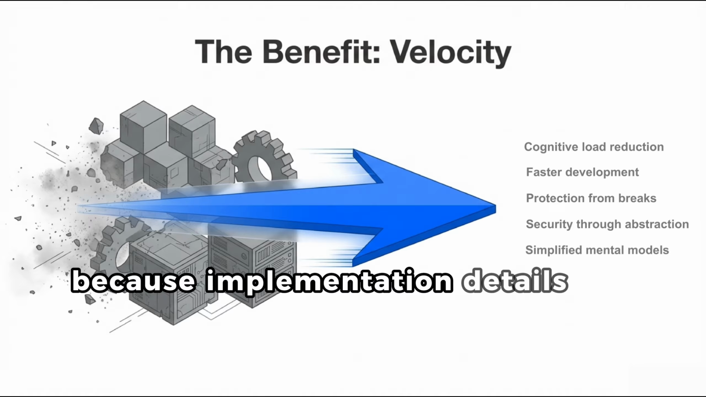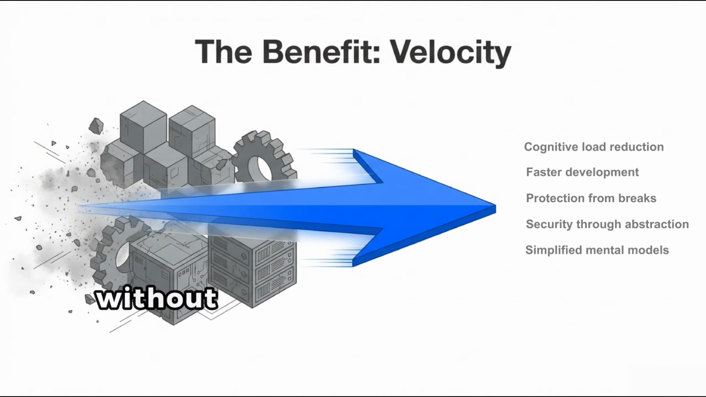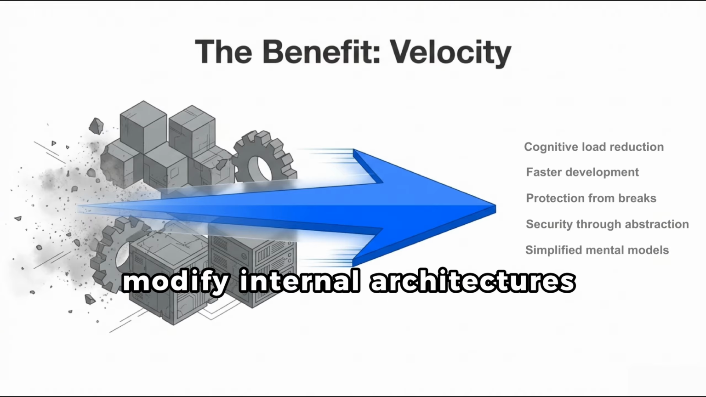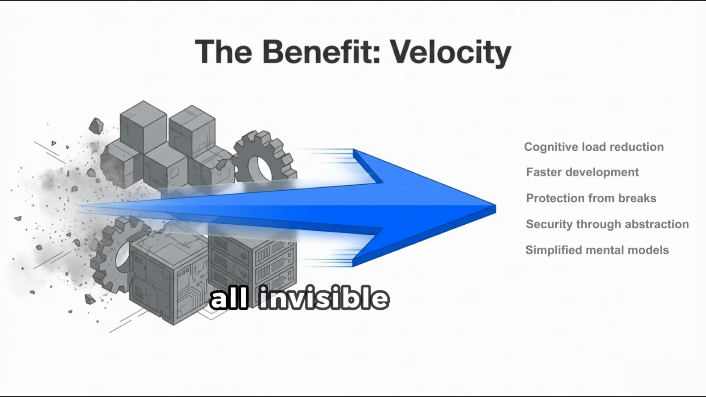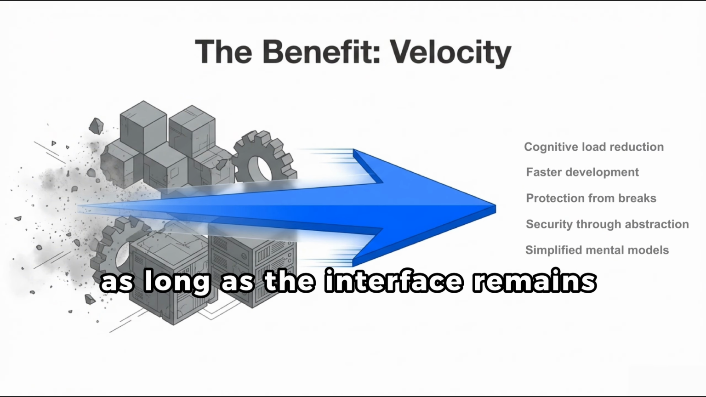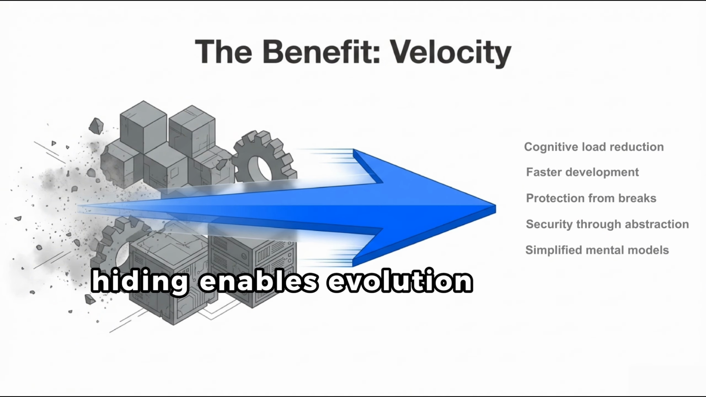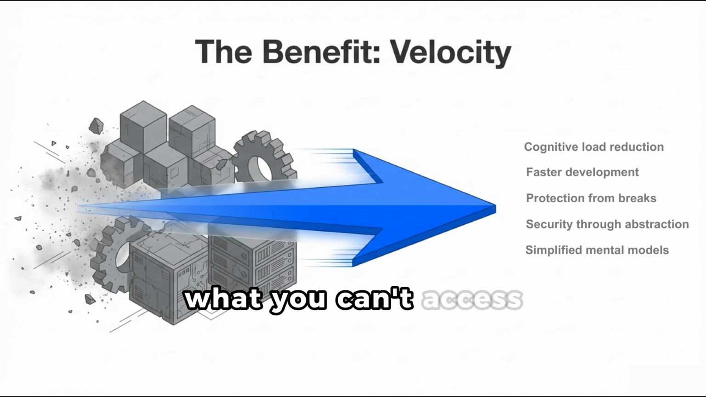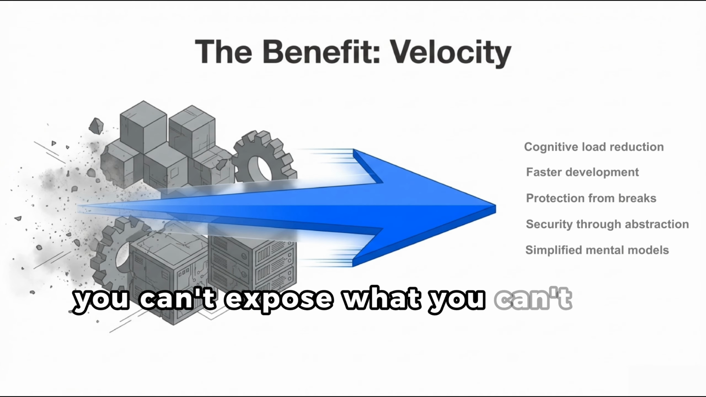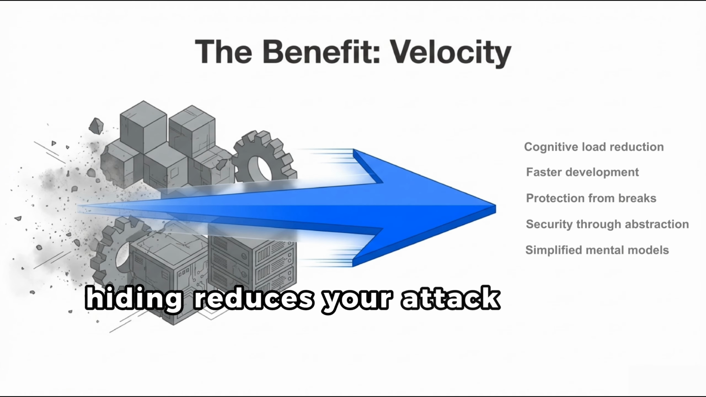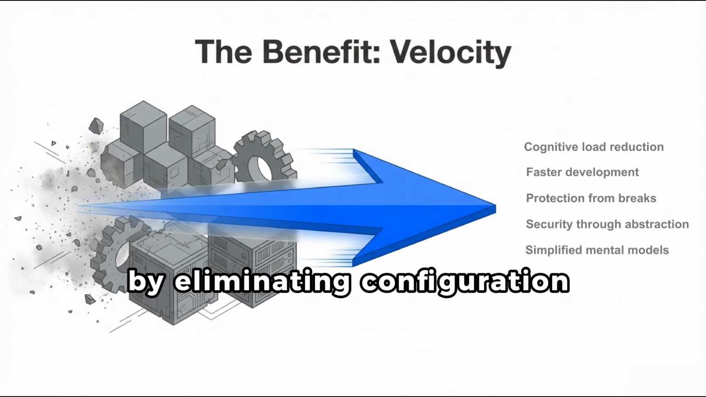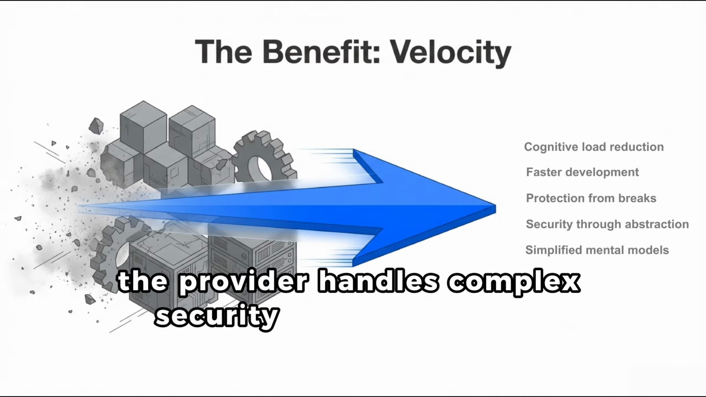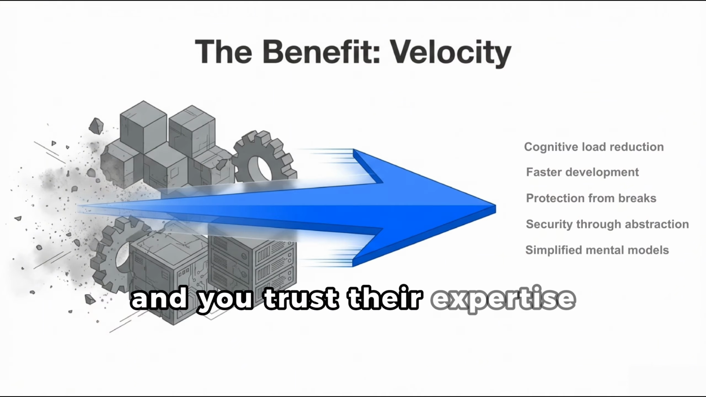Protection from breaking changes. Because implementation details are hidden, providers can change them without breaking your workloads. They can upgrade hardware, modify internal architectures, optimize processes, all invisible to you as long as the interface remains consistent. Hiding enables evolution. Security through abstraction. You can't accidentally misconfigure what you can't access. You can't expose what you can't see. Hiding reduces your attack surface by eliminating configuration options that could be security risks. The provider handles complex security implementations, and you trust their expertise.